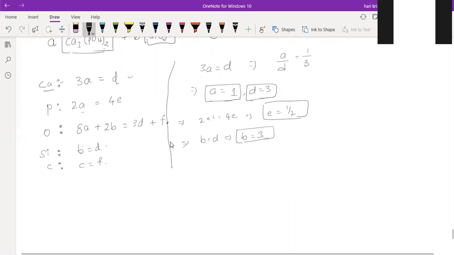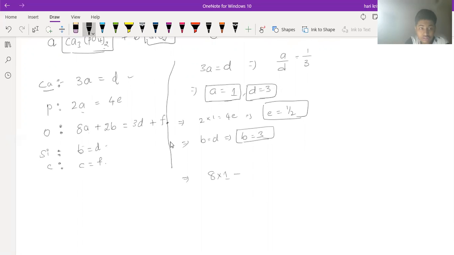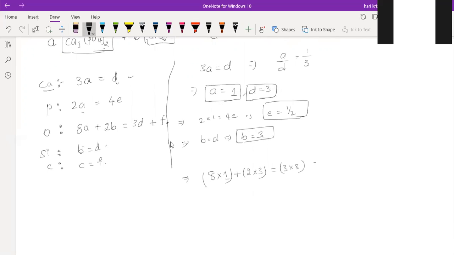Then what is the equation for oxygen? 8 into 1, since A is 1, plus 2 into 3, the B value is also 3, equal to 3 into 3, since the D value is also 3, plus F. So solving this: 8 plus 6 is 14, 14 equal to 9 plus F. F is 5 only.